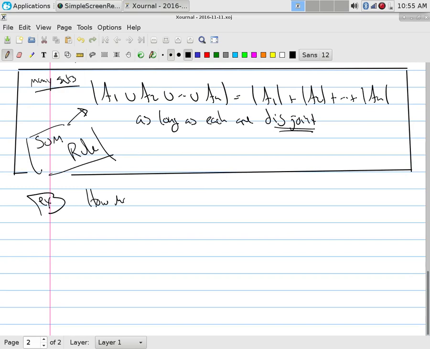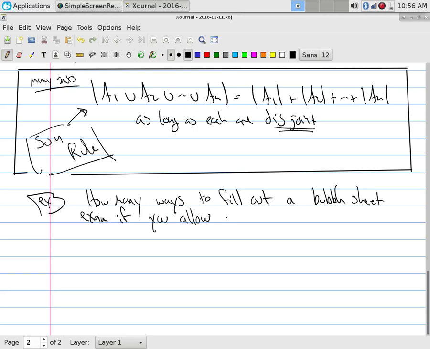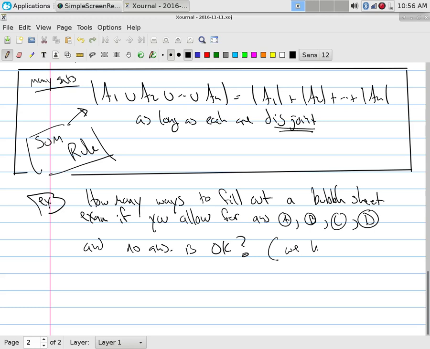So how many ways to fill out a bubble sheet exam if you allow for answer A, B, C, D, and no answer is okay. And we have 10 problems.